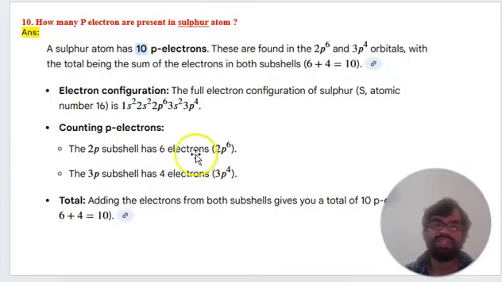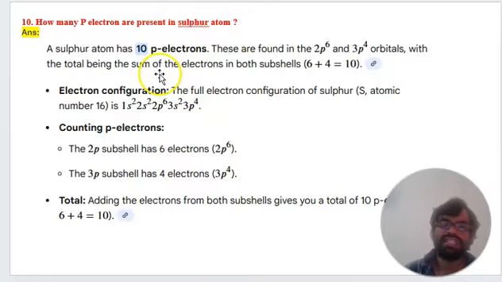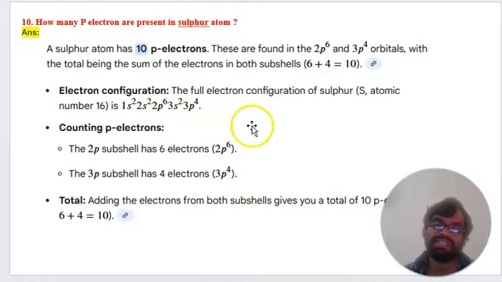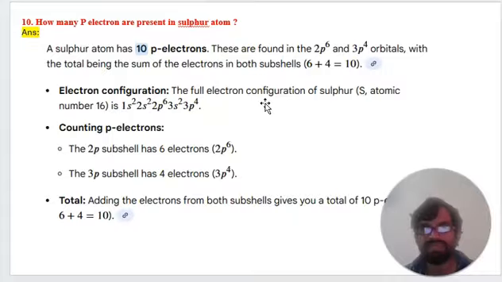Next question is: how many p electrons are present in a sulfur atom? This is a very simple question. In a sulfur atom, 10 p electrons are present. They are found in 2p6 and 3p4. You can see the simple electronic configuration of sulfur.